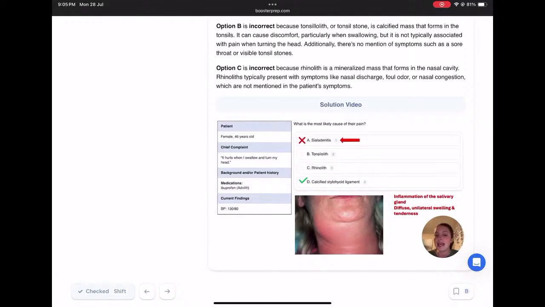Sialadenitis also would not cause pain when turning the head. This condition is centered around inflammation instead of calcification, and this is also usually due to a bacterial infection, while the cause of Eagle syndrome is not well understood.